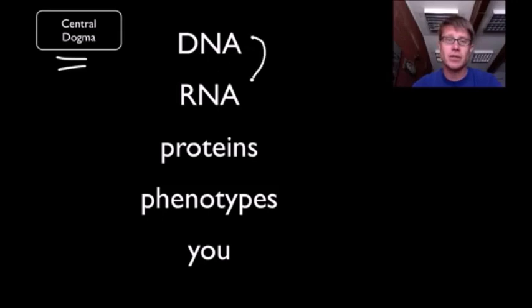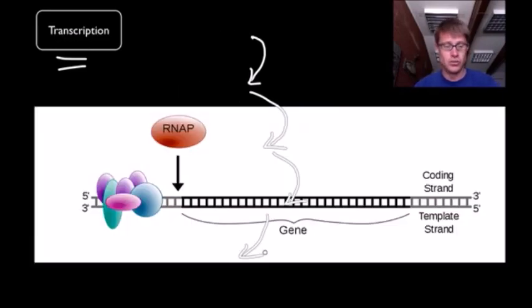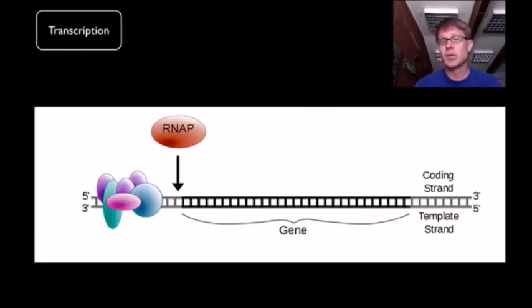Well, the central dogma explains how DNA makes RNA, and that process is called transcription. RNA will then make proteins. The proteins make the phenotypes, and so the central dogma explains how we can go from DNA to actually you. The first step is going to be called transcription.